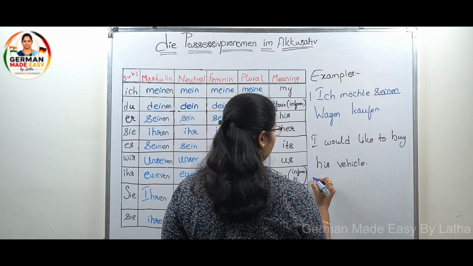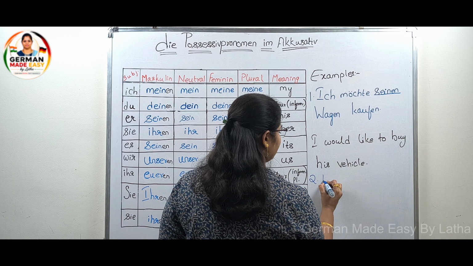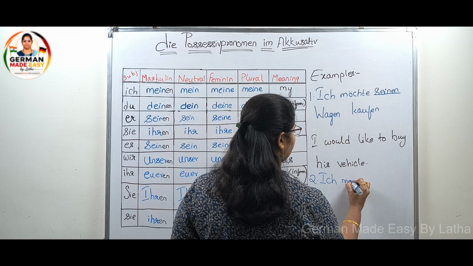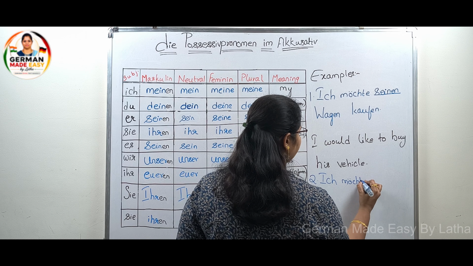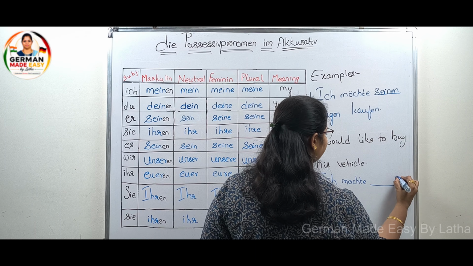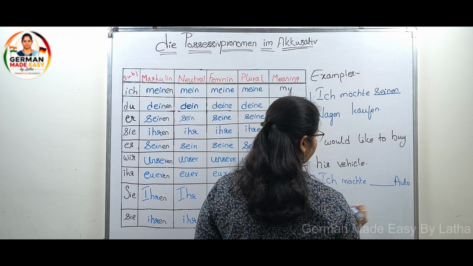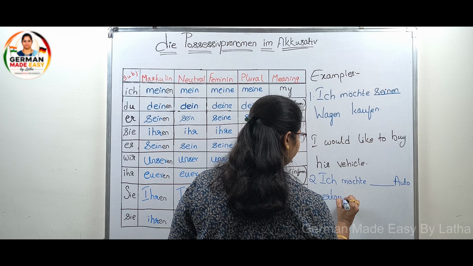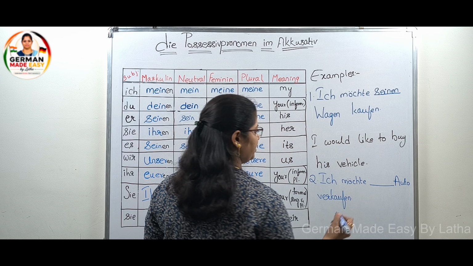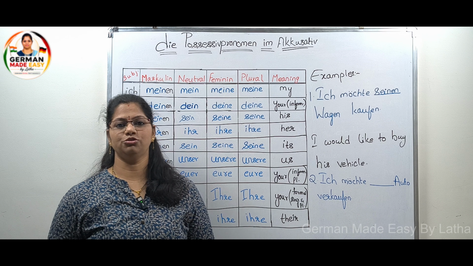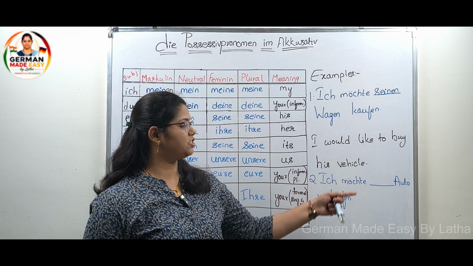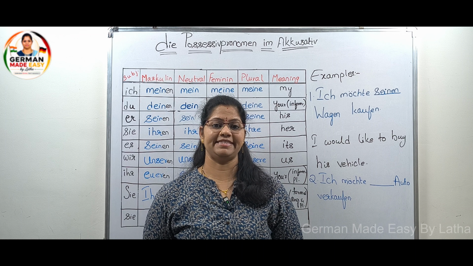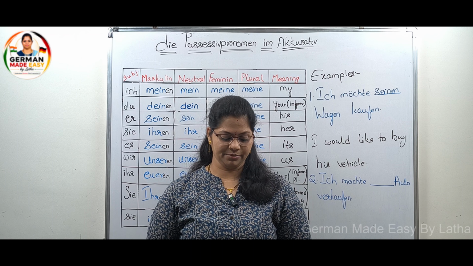Okay, then for example, my statement is not Wagen this time but car, which is the neuter gender, Auto. Let me change the verb this time. Ich möchte dash Auto verkaufen, which is the opposite of kaufen, meaning to sell. I would like to sell my car is the statement this time.